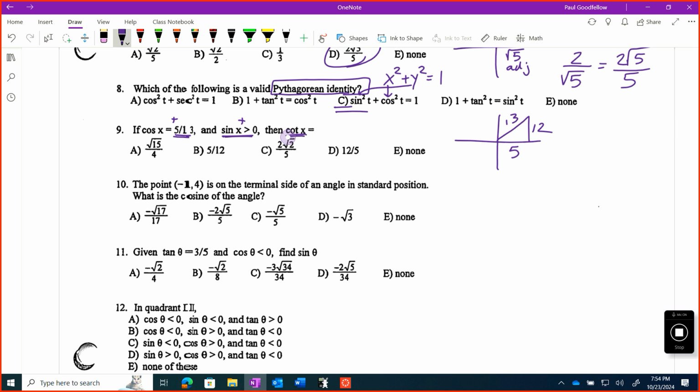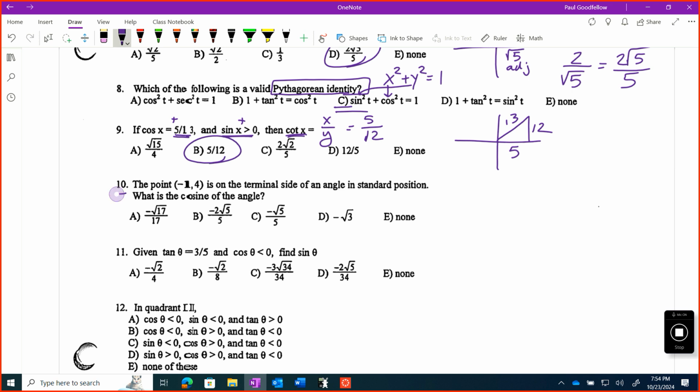What's the cotangent of that? Cotangent is x over y, or the adjacent over the opposite, and the adjacent over the opposite would be 5 over 12, and that answer happens to be B, okay?